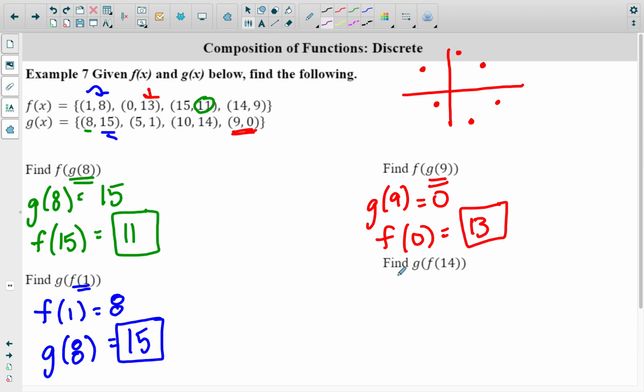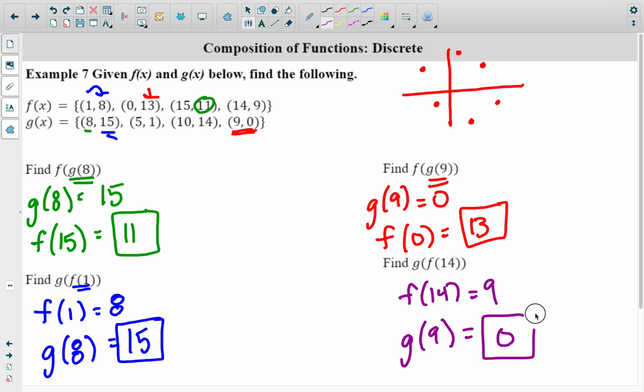Think for a second, what do you get for this last one? All right, so if f of 14 is 9, then g of 9 is 0. So you should have gotten 0 there.